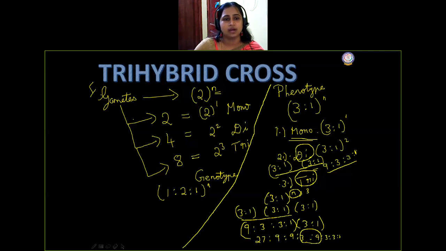Okay, and this is number 2. Yes, and number 3, genotype, we will see on the next page. This genotype I denote as number 3. So 1, about the gametes, how to calculate. 2, about the phenotypes, how to calculate. Genotype, we'll see now. Let me erase this.